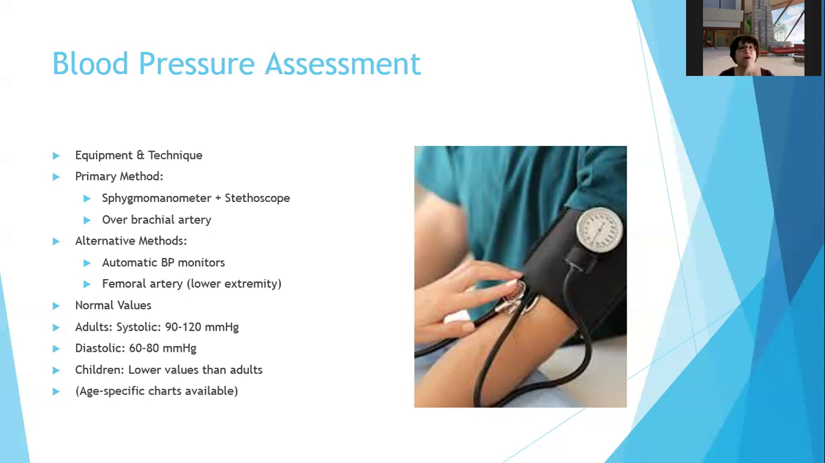So when we're assessing blood pressure, which of course we did last quarter in your 110 class, the primary method, we're going to use a sphygmomanometer and a stethoscope over the brachial artery. Alternative methods, a lot of clinics and inpatient facilities use automatic blood pressure monitors. And the clinic where I've worked for a long time, we had the automatic blood pressure monitors.